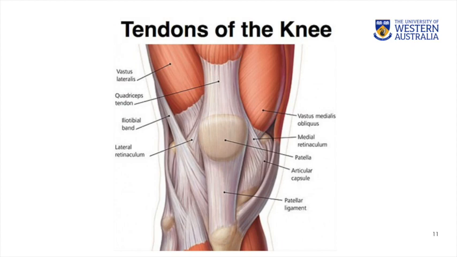As mentioned previously, the quadriceps muscles form the quadriceps tendon, which inserts onto the patella. And then from the inferior pole of the patella, we have the patella tendon, which inserts onto the tibial tuberosity. This is known as the extensor mechanism, as it is key for knee extension. The iliotibial band and the patella retinaculum also contribute to its function.